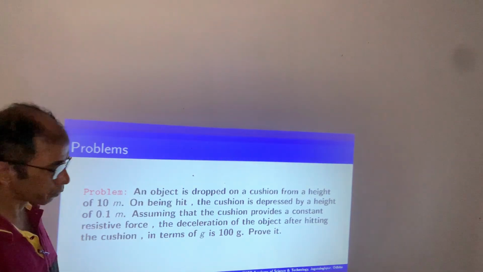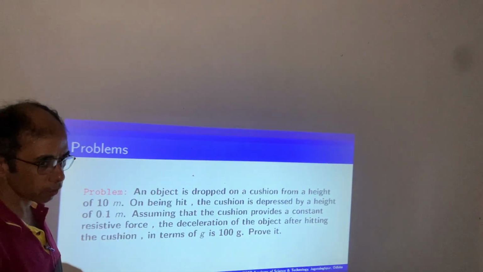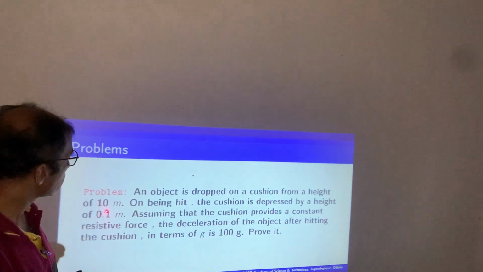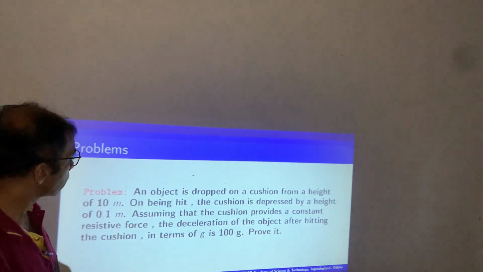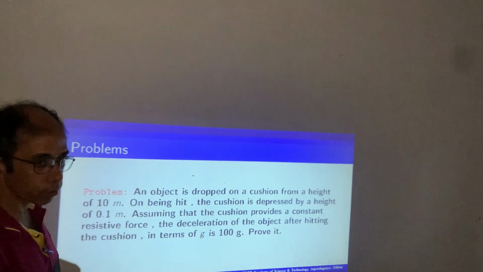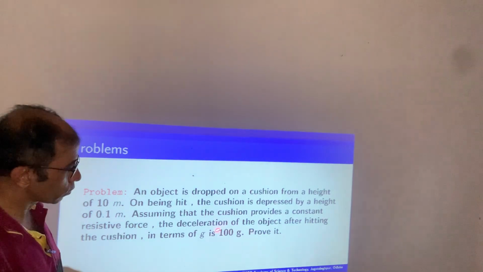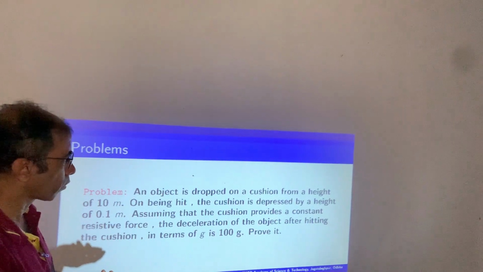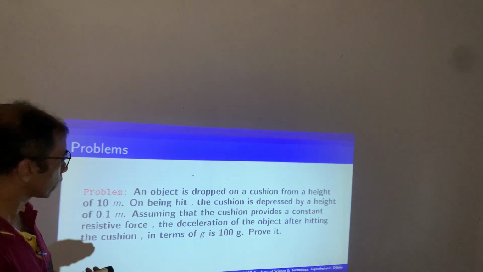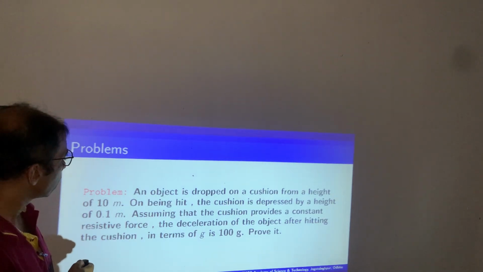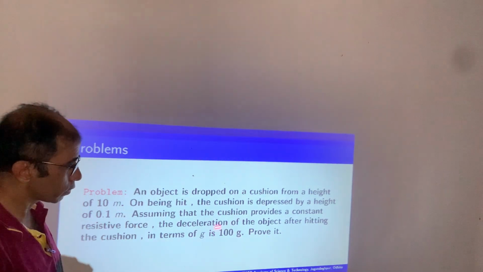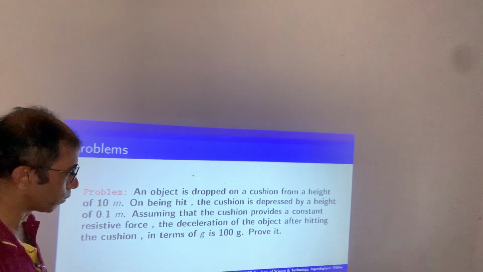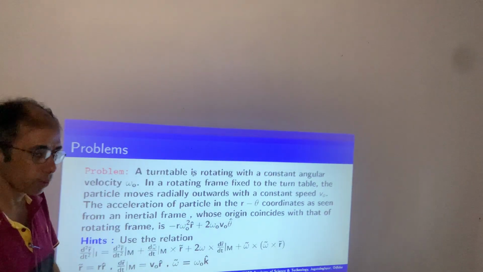So an object is falling, it falls on a cushion, and after that the cushion gets depressed by so many meters. So what is the deceleration due to the cushion? And you have to show that it is 100 g. So I will do this problem. This is straightforward. So first it falls through 10 meters, and then through the cushion it falls through 0.1 meters, and so you have to find out the retardation. And you have to show it is 100 g. So this is up to you. You solve it. We go to the next problem.